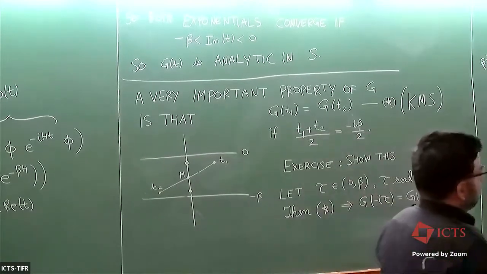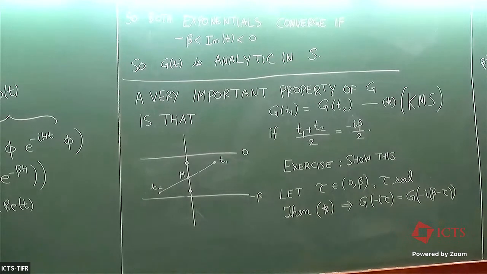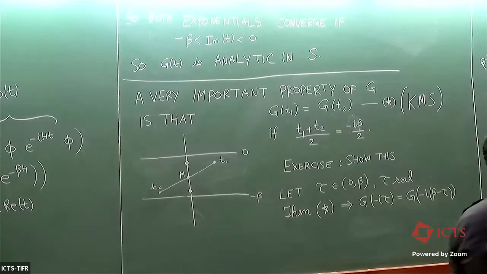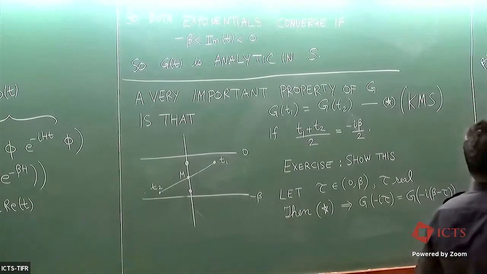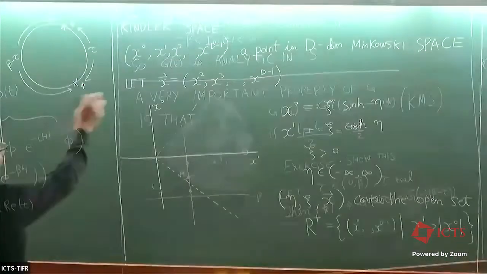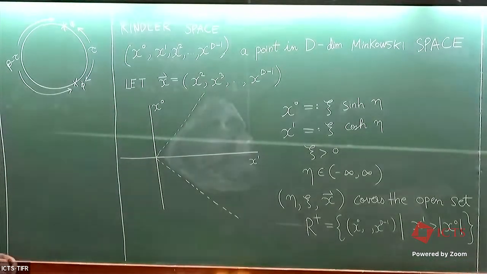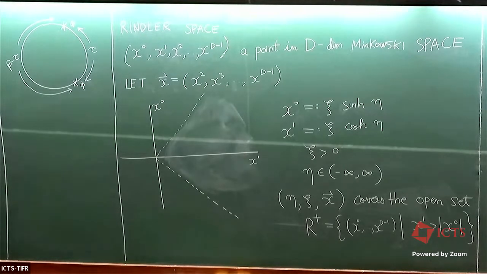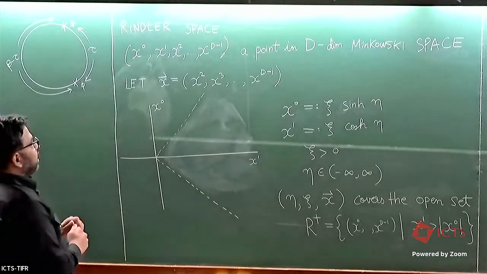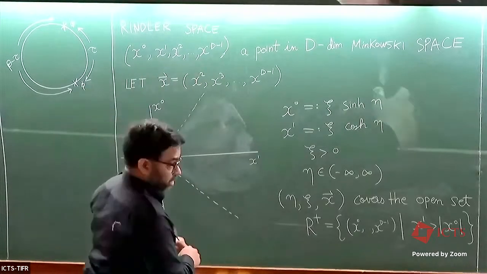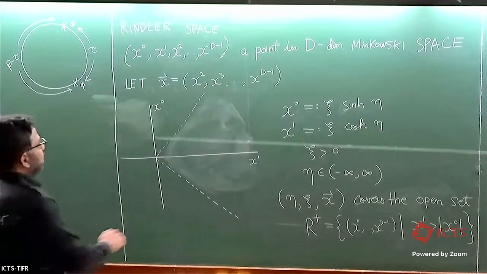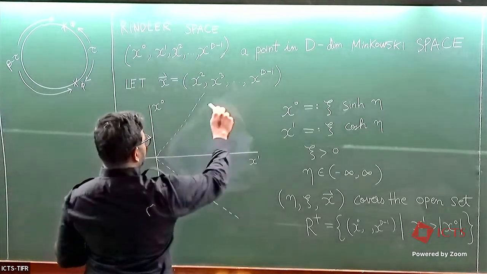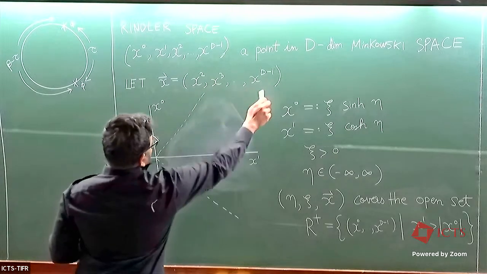So the simplest example where we see some kind of thermal physics in the context of QFT and the information problem and so on is just to consider Rindler space. What is Rindler space? Rindler space is just an open subset of Minkowski space. So we define it like this. Let x0 to x(d-1) be just standard coordinates in a d-dimensional Minkowski space.